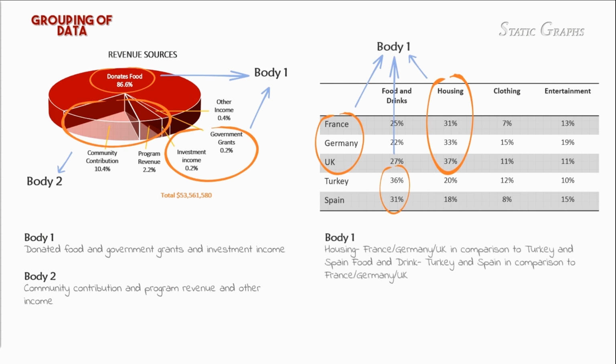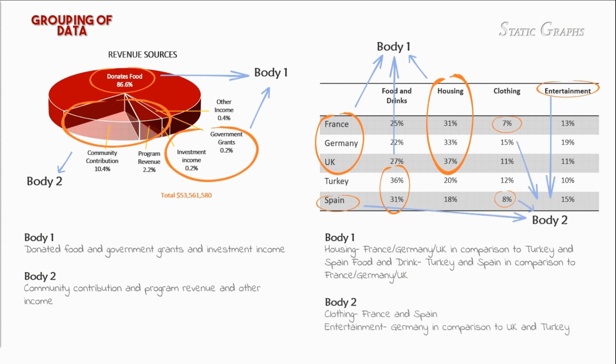For table, we group our data in this way. In body 1, housing in France, Germany, UK, in comparison to Turkey and Spain, and food and drink in Turkey and Spain, in comparison to France, Germany, UK, while in body 2, clothing in France and Spain, and entertainment in Germany, in comparison to UK and Turkey.